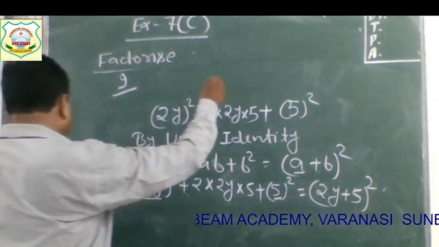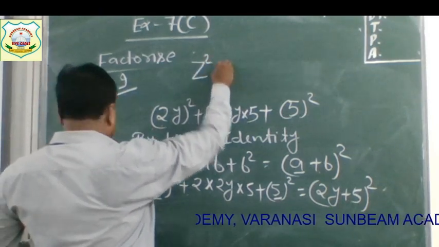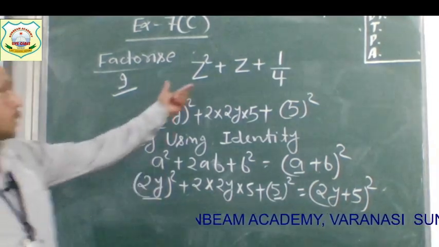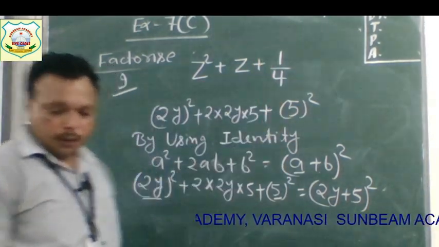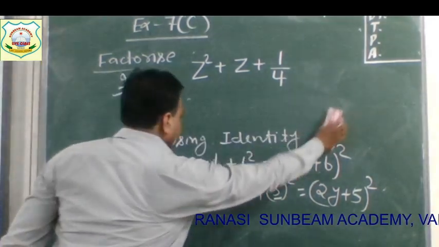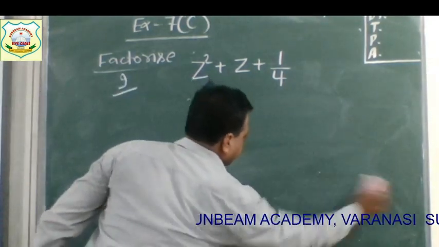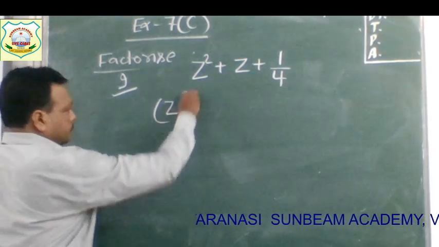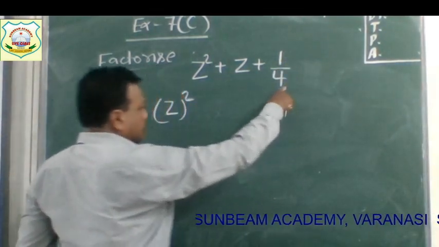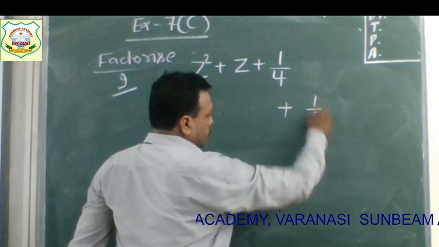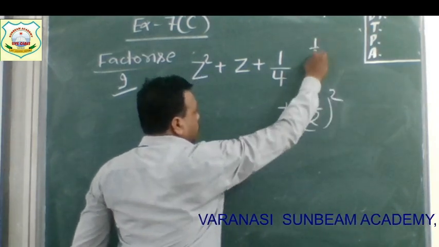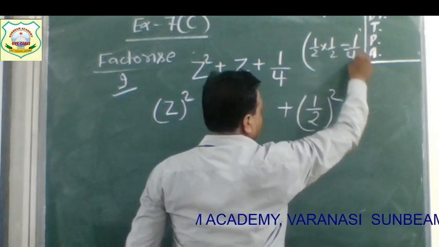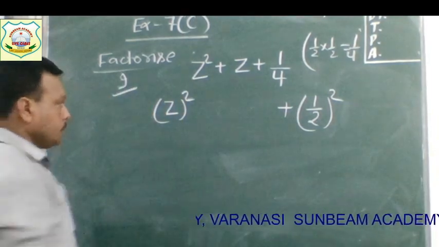Question number 9, z square plus z plus 1 upon 4. Students, see. Okay, z square is given, clear, plus 1 upon 4, it is the square of 1 upon 2. So, we can write here 1 upon 2 whole square. Why? Because 1 upon 2 multiply 1 upon 2, 1 into 1 is 1, 2 2s are 4. So, we can write 1 upon 2 whole square plus.